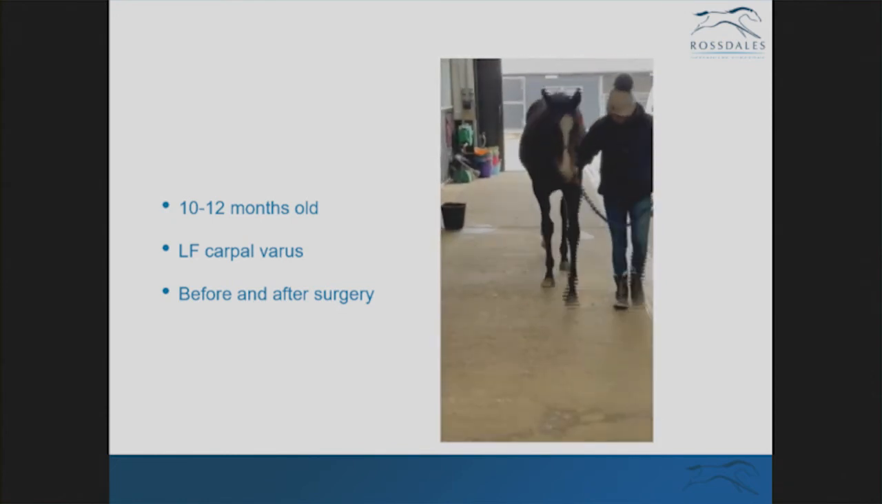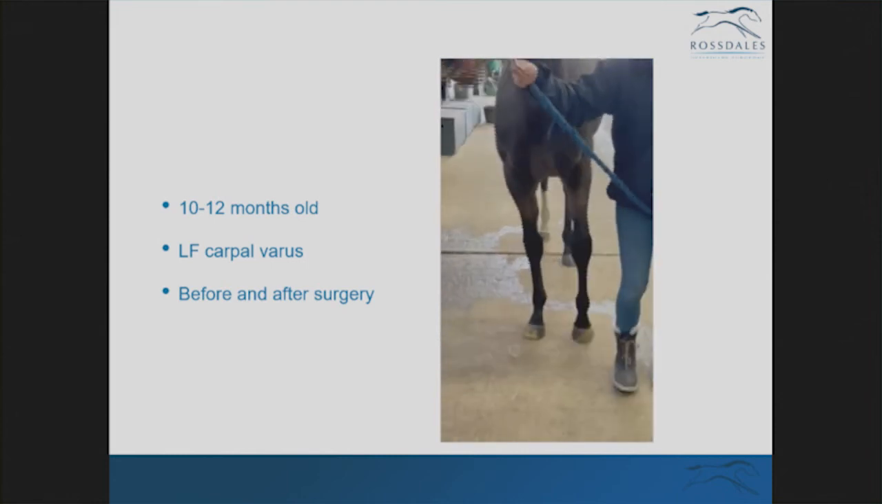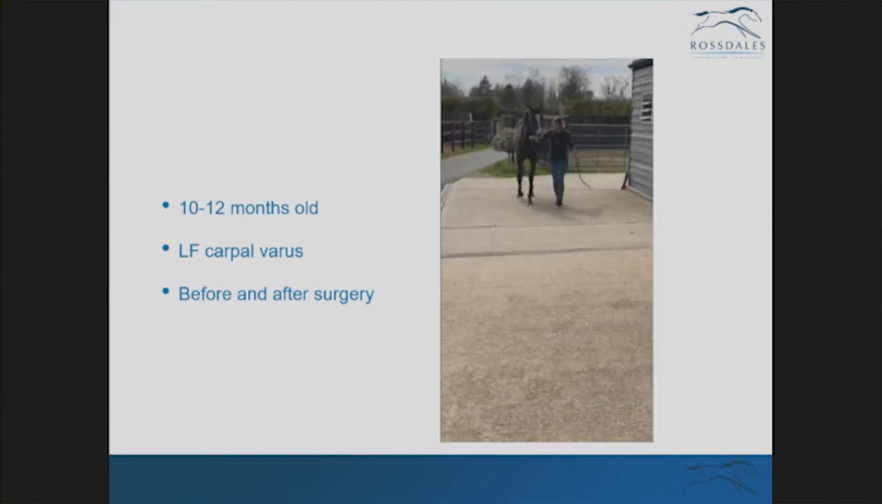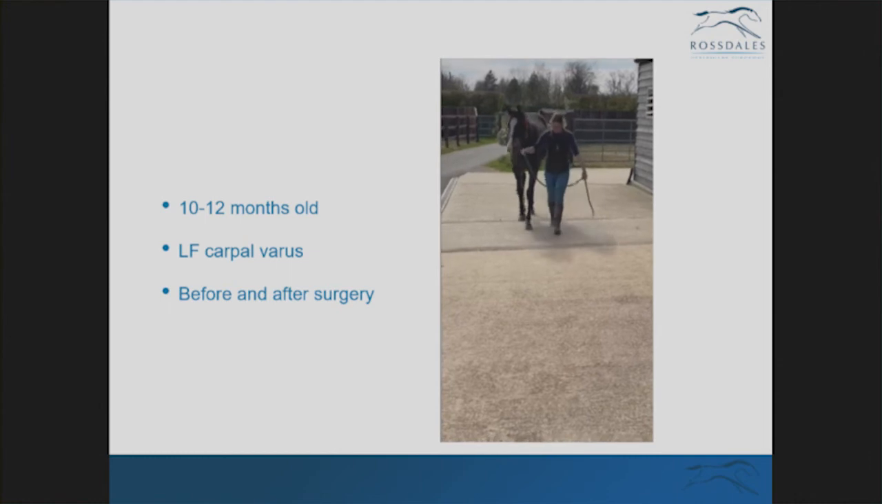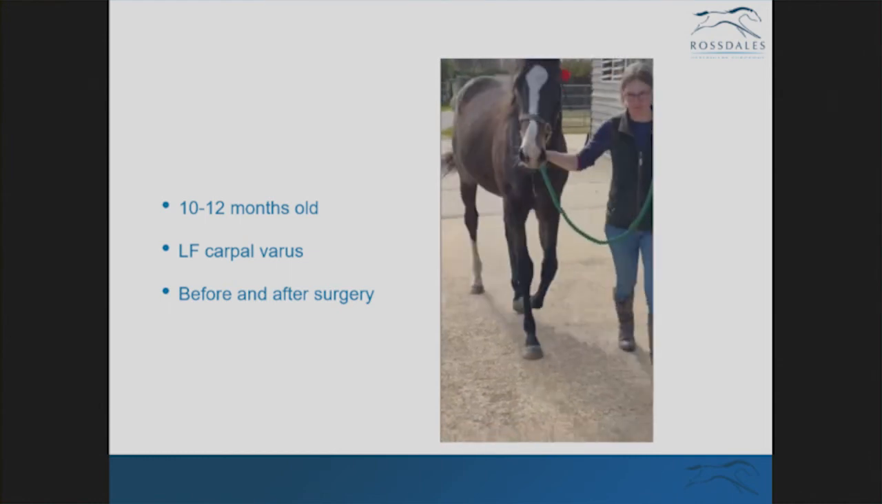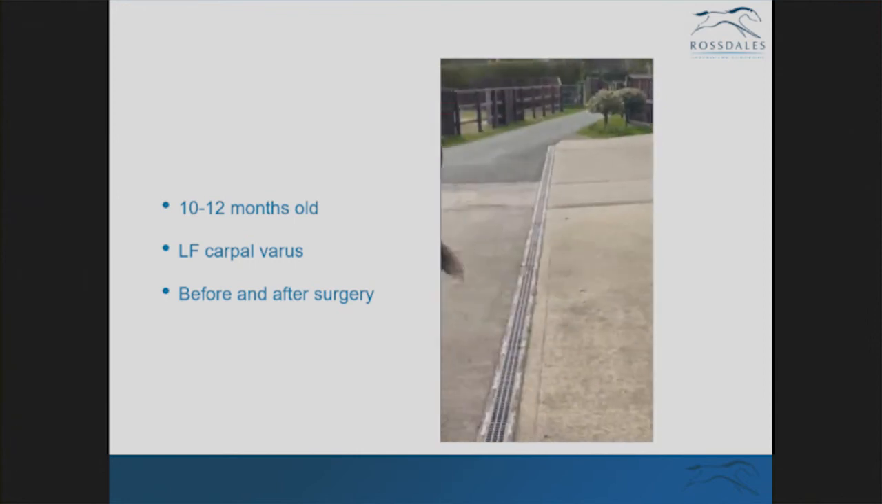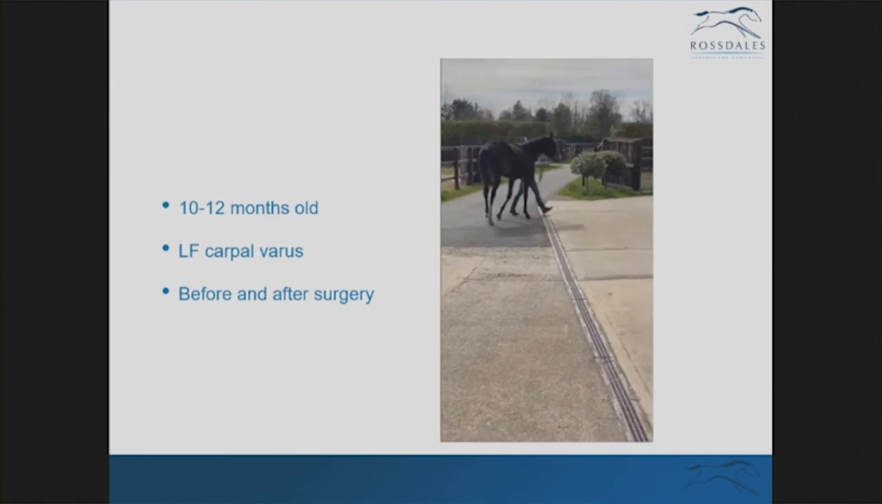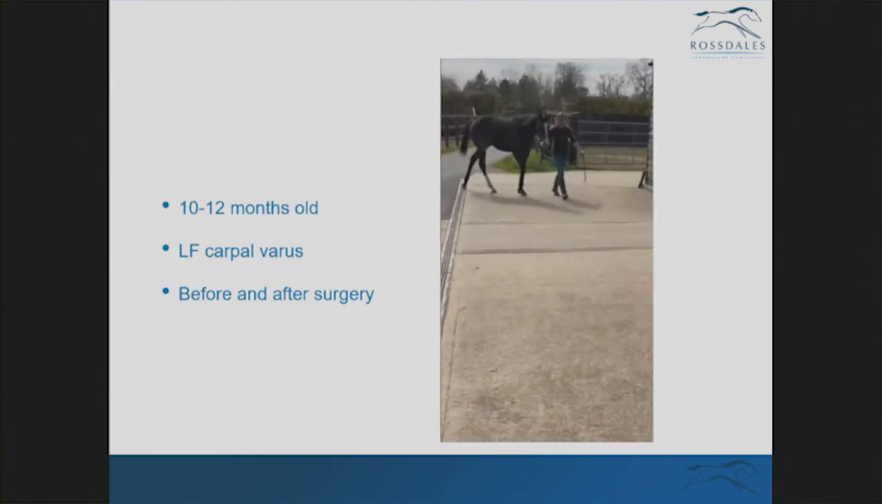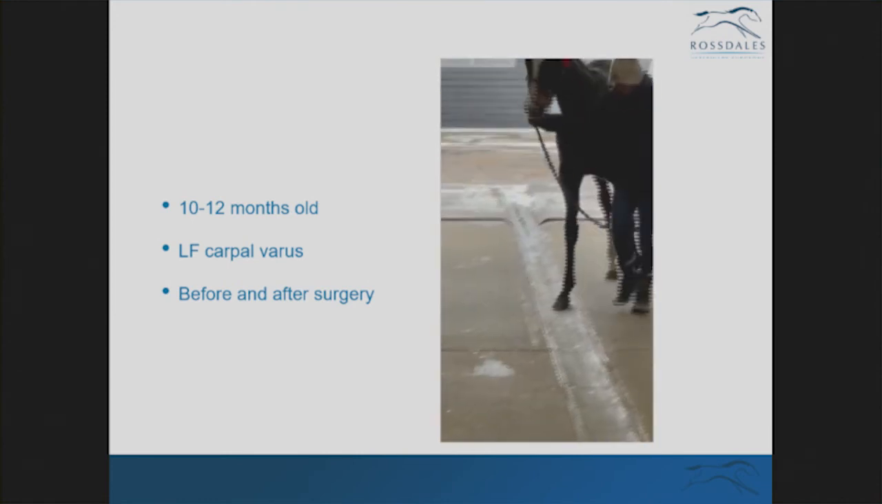And then this yearling again has a bit of a left front carpal varus, and this is the video before surgery. And then this is the video, I think, when we took out the screw. So we're much happier with that yearling's conformation through that knee now. It tracks a lot better. He's got a much nicer, straighter knee. So we're very happy with the result here. Much improved.